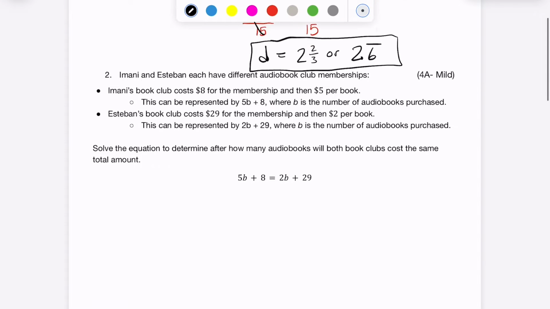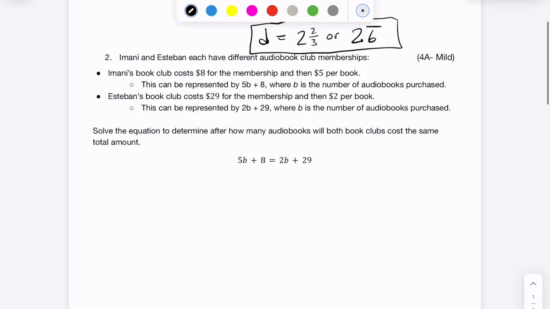Okay, so ultimately, all you have to do is solve this equation, right? But we're seeing an example of solving equations in the real world where you have two different scenarios and we set them equal to each other because that's going to tell us when they cost the same amount, right? So if you buy less than that many books, one of them will be cheaper. If you buy more, the other one will be cheaper. But this is when it's going to be the same for either book club.